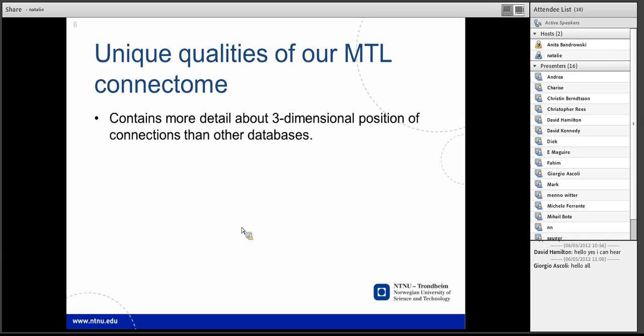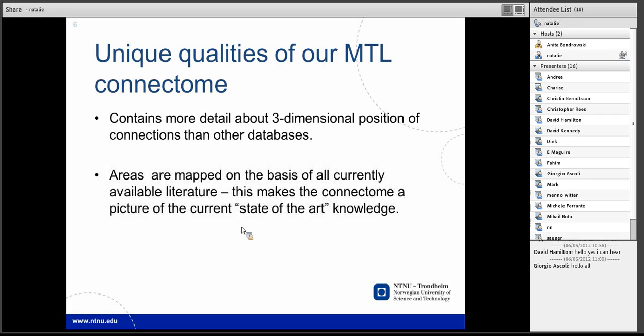It contains more detail about the three-dimensional position of connections than is available in other databases. The connectome displays all connections presented in the currently available literature, which makes the connectome a picture of the current state-of-the-art knowledge. The connectome is freely available as an interactive visualization, and so far the updates have been accompanied by extensive reviews of the anatomical literature.